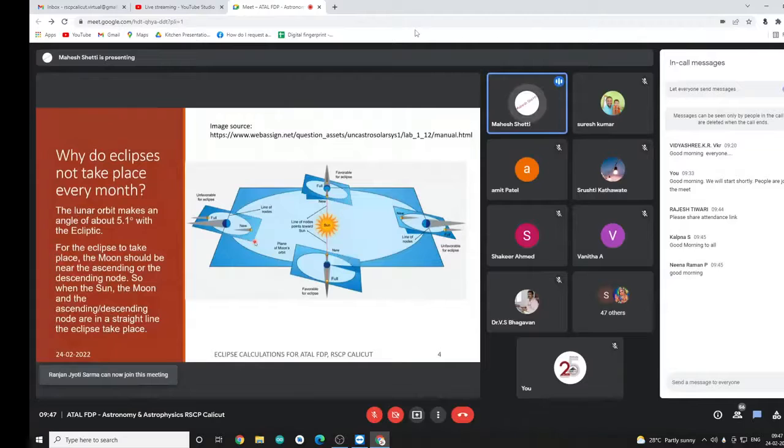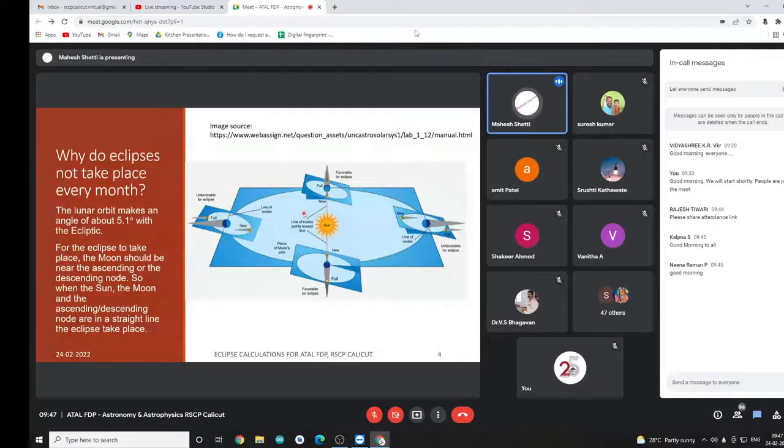So you can find out when it is farthest away from the ecliptic, at what distance it could be. And then it turns out that we miss the eclipse. So eclipses do not happen every full moon day or new moon day.